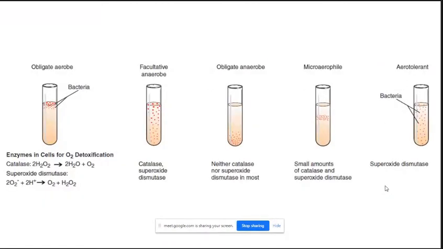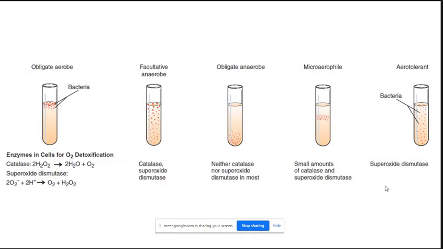Who can explain this now? Just by looking, because there is a following slide later. Just by looking, as you see here, the first tube is for your obligate aerobe. What again is an obligate aerobe? Anyone?